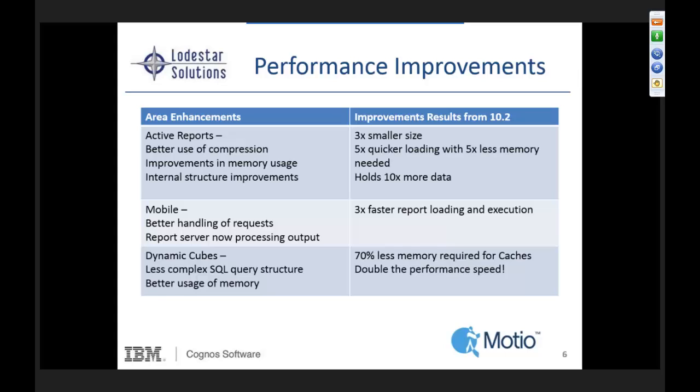Mobile in this version is about 3 times faster with report loading and execution. This is because of the way the BI server is doing more of the heavy lifting and how the requests are being handled.